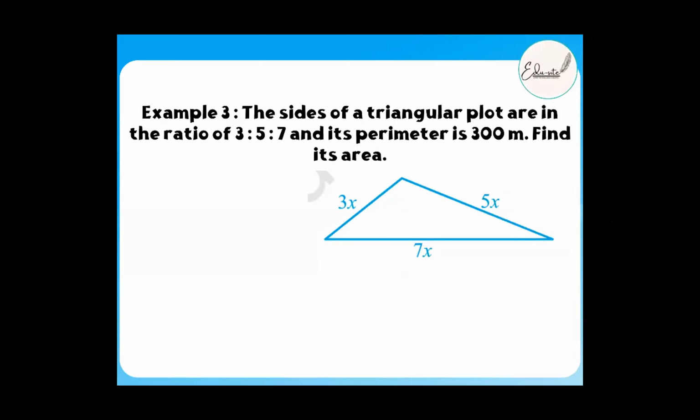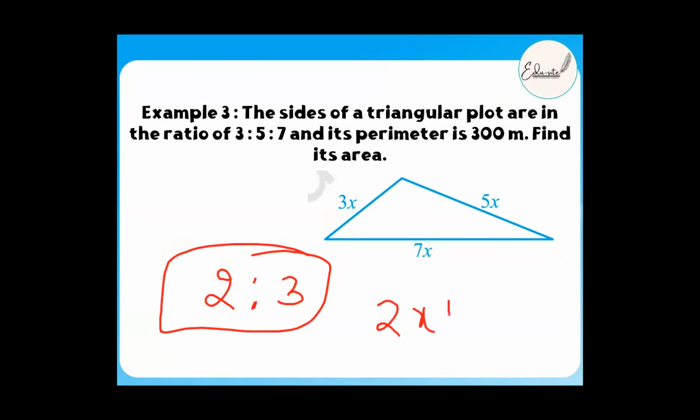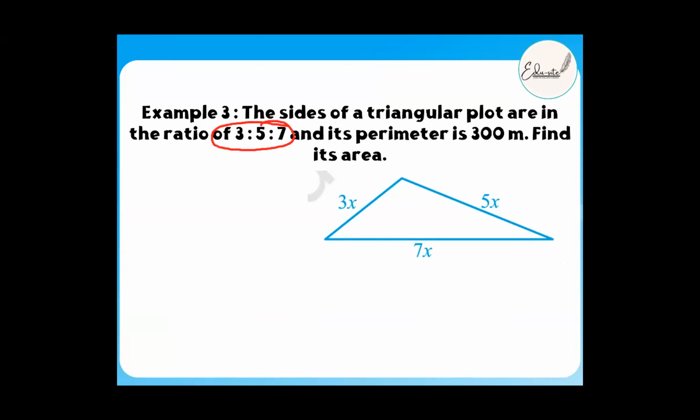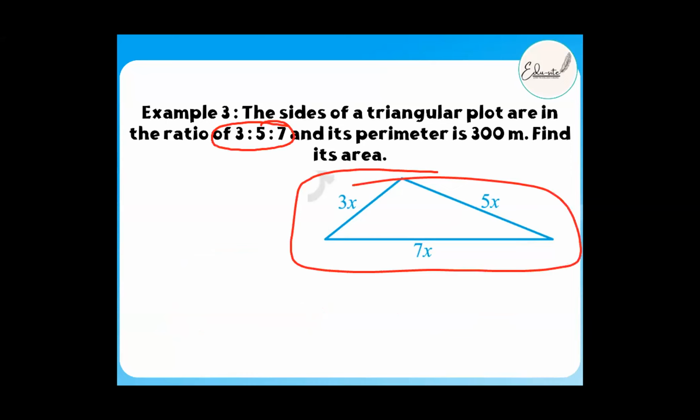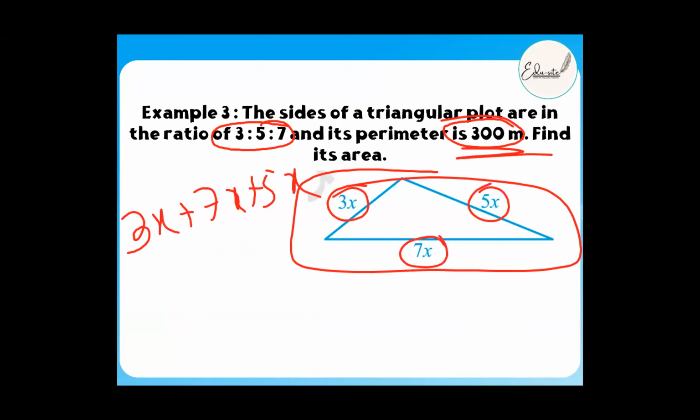For example, if someone gives you a 2:3 ratio, to calculate what is inside it, you have to do 2x plus 3x. You have to do it in this way. So if the ratio here is 3:5:7, what you have to do is 3x plus 7x plus 5x, correct? And this way you're going to calculate. Next, the question says the perimeter is 300 meters. Now 3x plus 7x plus 5x is equal to 300 meters.